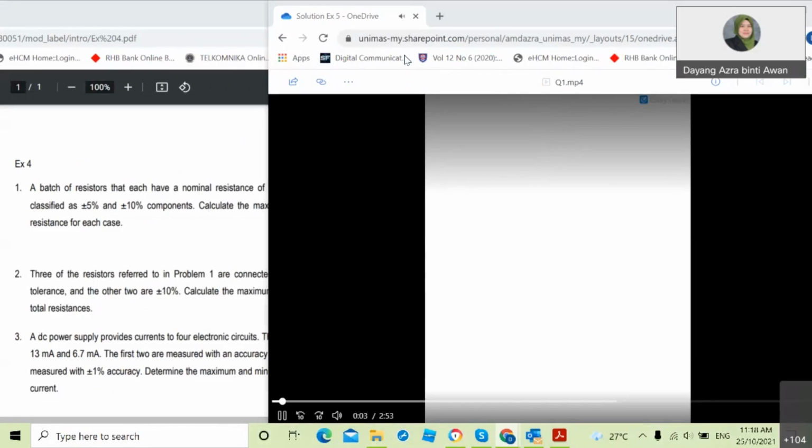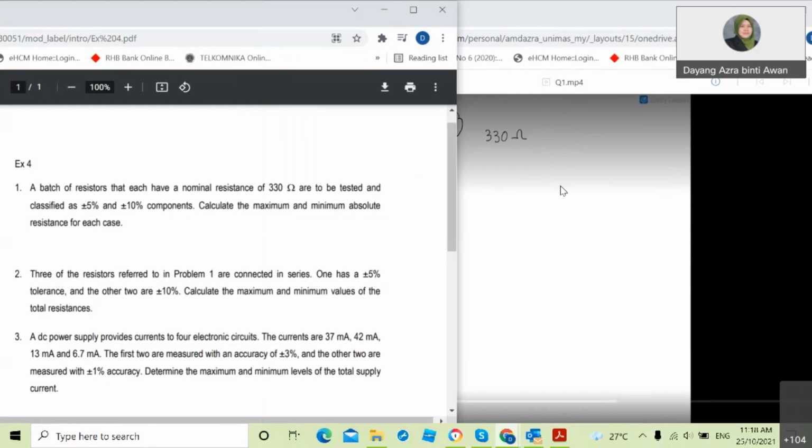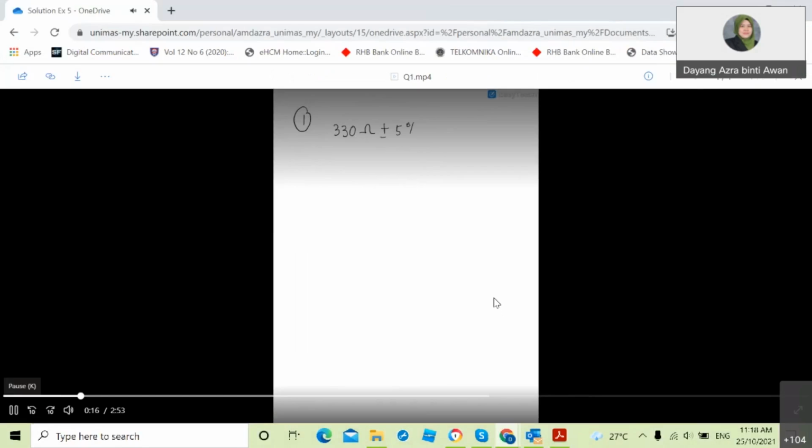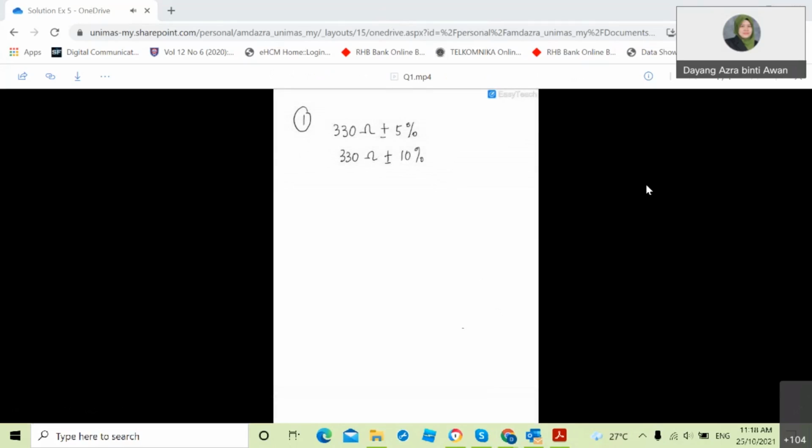Okay, for question number 1, you are given 2 resistors. The first resistor is 330 ohm with accuracy of plus minus 5%, and the second one is the same value of the resistor, plus minus 10%. So you need to calculate the maximum and the minimum absolute resistance.